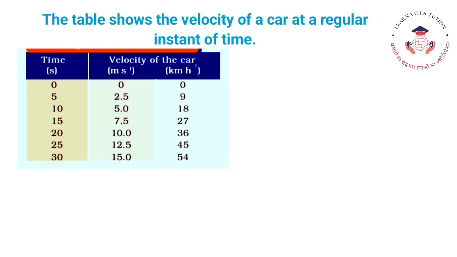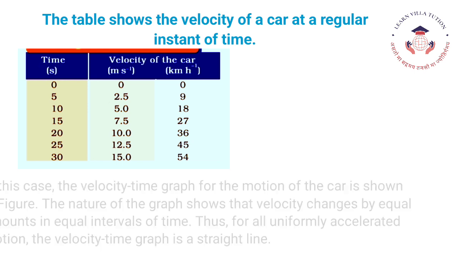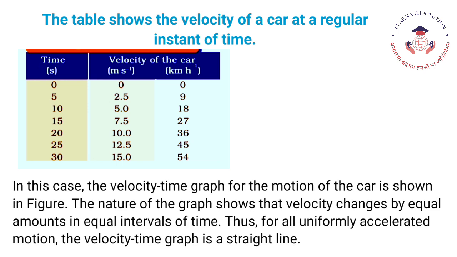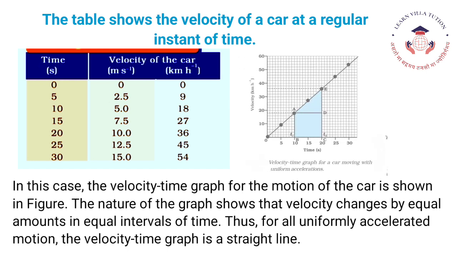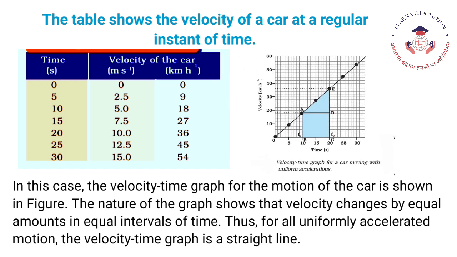The table shows the velocity of a car at a regular instant of time. In this case, the velocity time graph for the motion of the car is shown in figure. The nature of the graph shows that velocity changes by equal amounts in equal intervals of time. Thus, for all uniformly accelerated motion, the velocity time graph is a straight line.